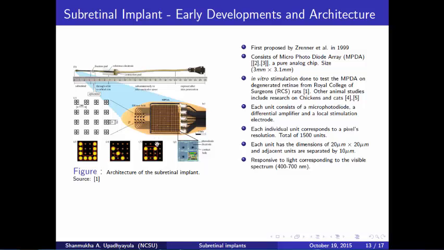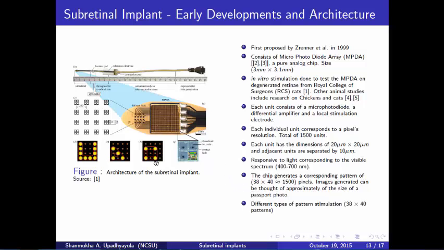So rather than relying on the light alone, the subjects can still perceive images by stimulations which are input through these electrodes. And in this entire subretinal implant, the diodes are basically responsive to the light corresponding to the visible spectrum, which is around 400 to 700 nanometers. And as we have discussed before, the chip basically generates 38 cross 40 unique patterns. The chip is said to consume very minimal power, about 10 milliwatts max, and the heat passed down to the retina by the electrical power generated from the chip remains below 0.5 K.